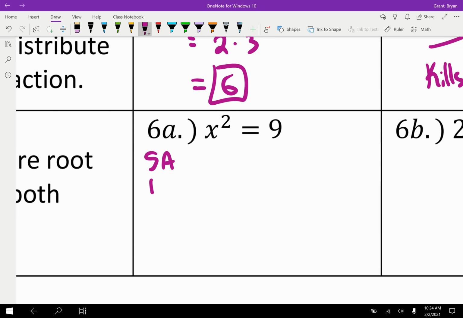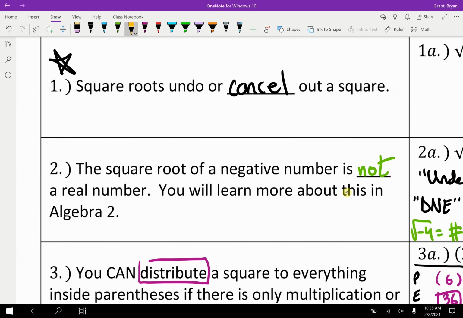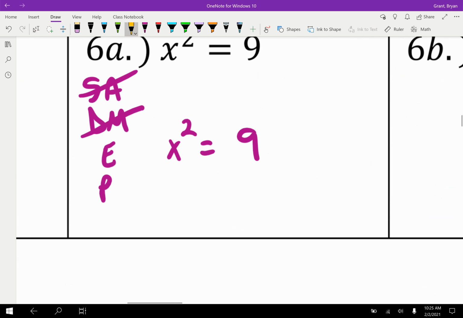Again, we always think SADMEP. I'm going to write this pretty much every time until it's drilled into your brain. We think, is there any addition or subtraction attaching the 2 to x? No. Multiplication and division? No. It is an exponent. So the only thing I need to undo is the square. But how do we undo squares? We learned that on step 1 up above. We said, and I even started, square roots undo squares. So when I'm down here, I'm going to undo the square with a square root.